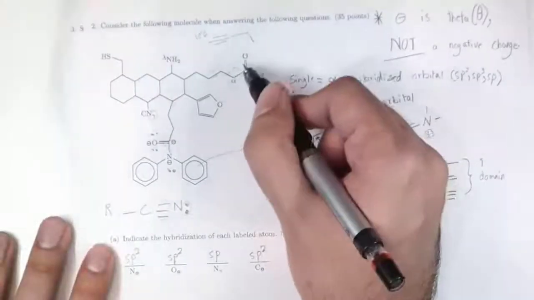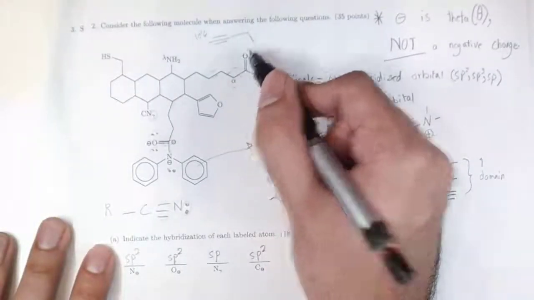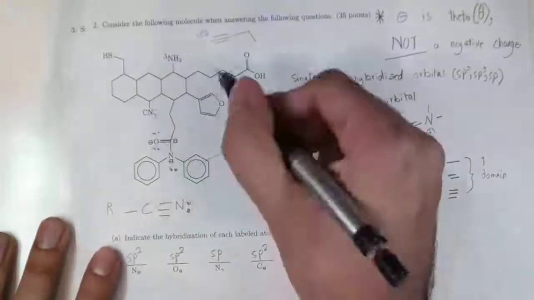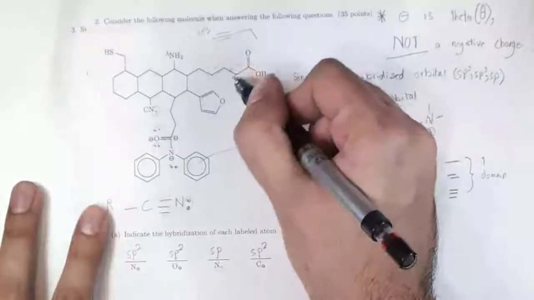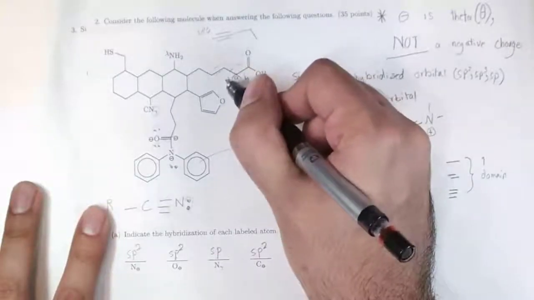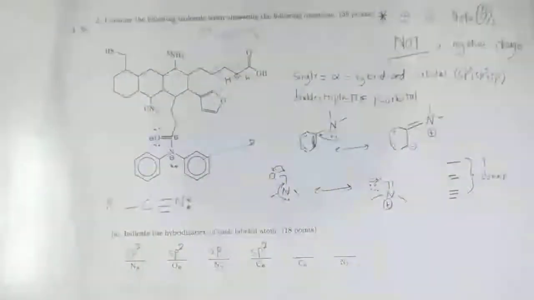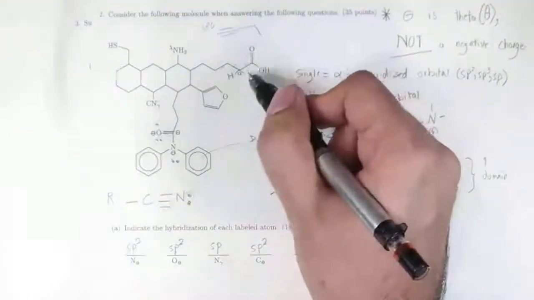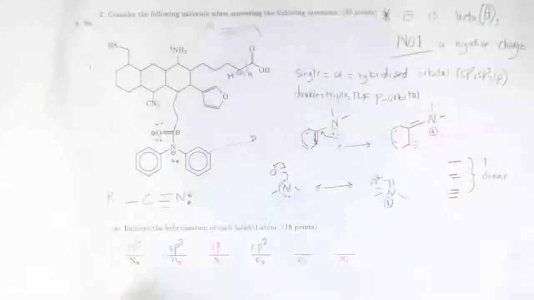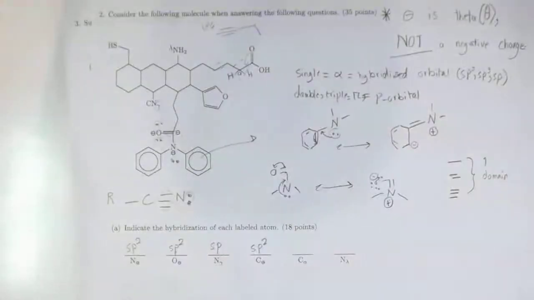Well, you might be thinking, hey, can't it resonate with this oxygen over here? Well, let's see. Remember, in your line angle diagrams, you're not drawing your hydrogens unless they're attached to non-carbon atoms. So here I have 2 hydrogens, okay? Therefore, if I form a double bond here, if I resonate any lone pair here, I have to get rid of one of them, and that will no longer be resonance.